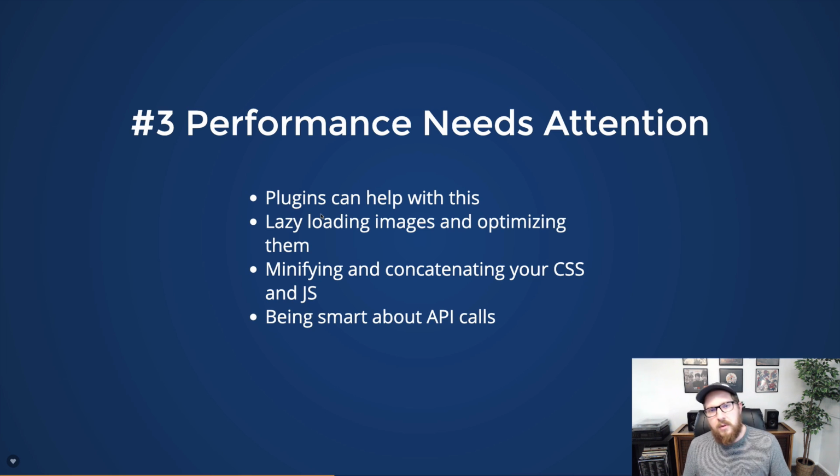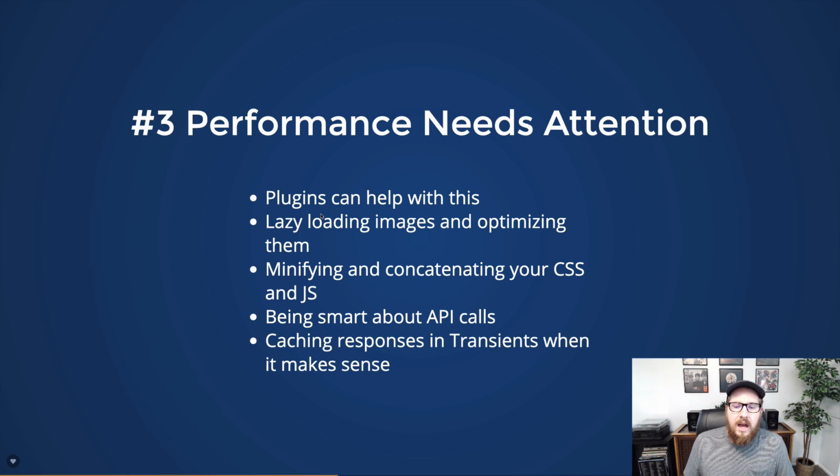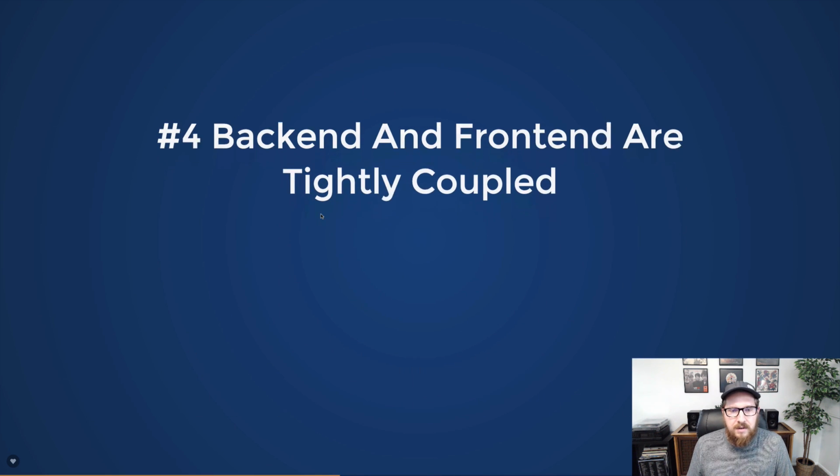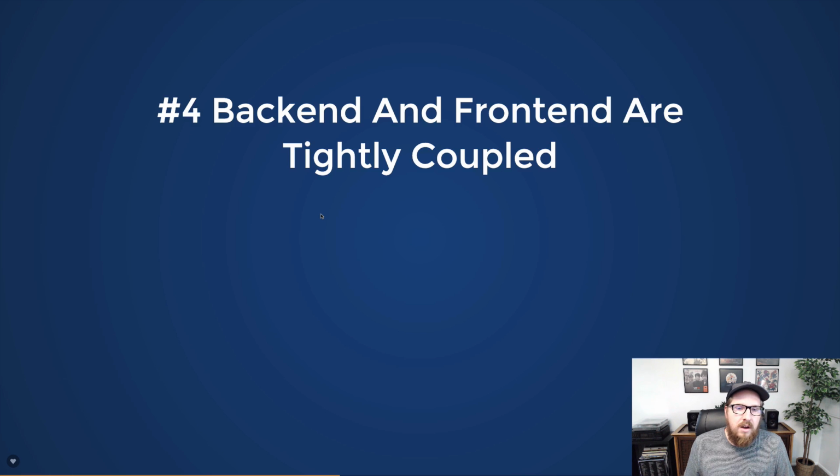And then you need to be smart about API calls and stuff. That's not necessarily WordPress specific, but I bring it up because transients are a thing that you should be storing some of your API calls in and caching them in the database. And that's kind of why I have this next bullet point, because that's what will make the response times much faster. The back end and front end are tightly coupled.